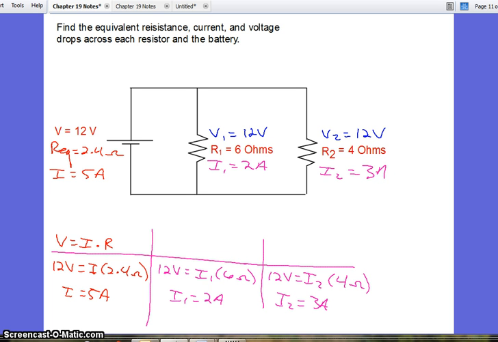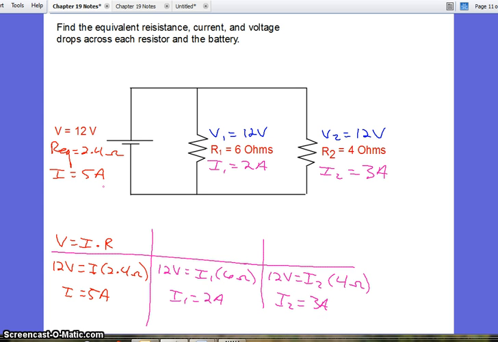We see that the resistance is less, so the current is more. Now to check our work, we can use Kirchhoff's current law and apply it to a parallel circuit. It simply means that if we add the two currents in each resistor, 2 plus 3 gives us 5 amperes. It should equal the current of the battery itself, which in this case it does.